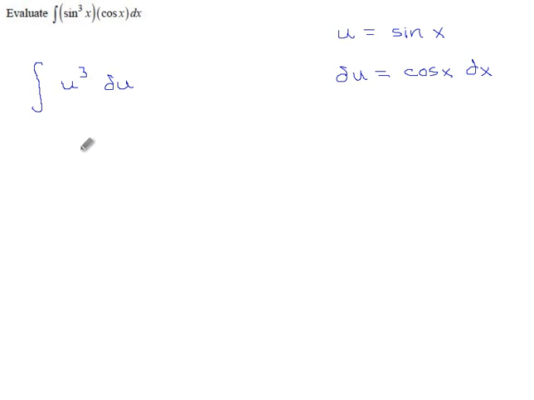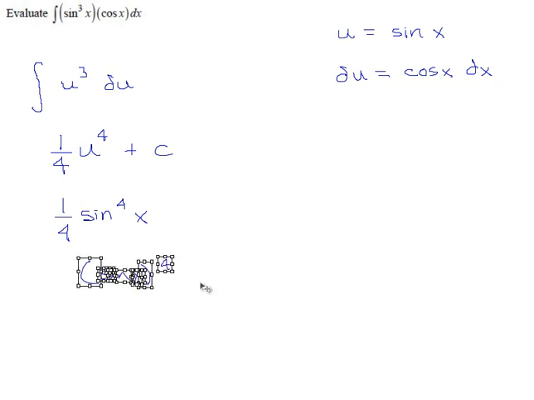Its integral is just increase the power by 1, divide by the power, throw in a c, and then revert your variables. Where u used to be, we're going to say sine x instead. So here we get 1/4 sine to the 4th x. Or if you wanted, you could say sine x all to the 4th power. It means the same thing. And plus c. No big deal.